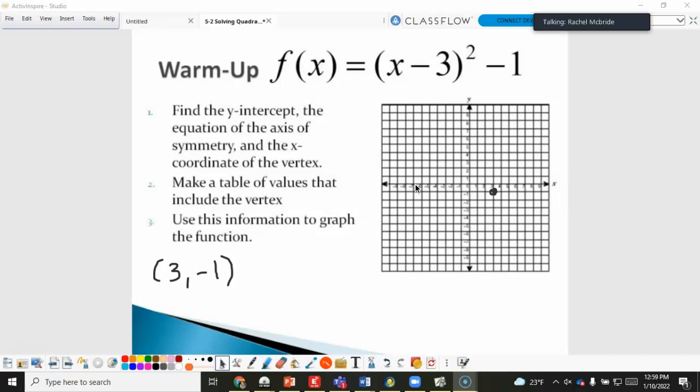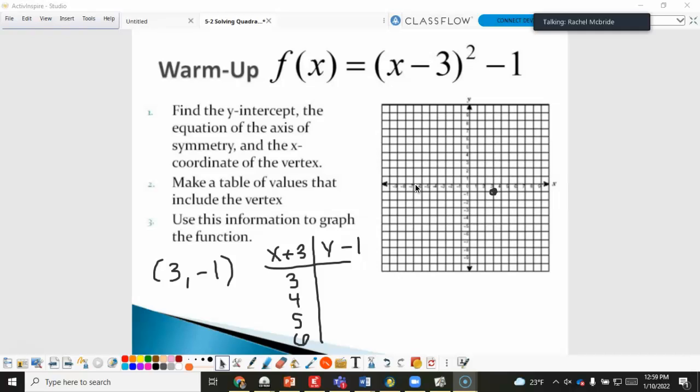Is the graph open up or down? Up. So in my xy table, it's x plus 3, y times 1 minus 1. So my new points are going to be at 3, 4, 5, 6, because 0 plus 3, 1 plus 3, etc.